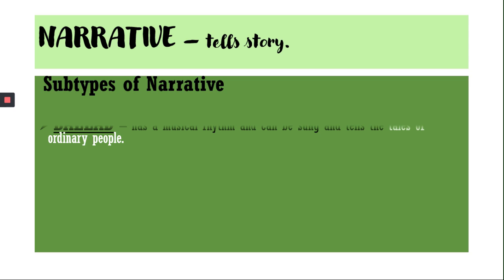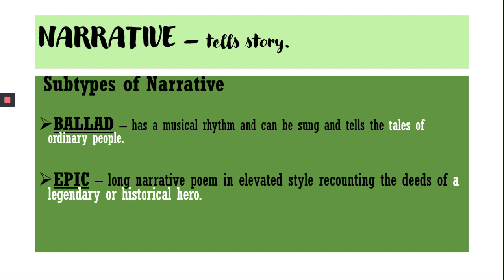Narrative is a type of poetry that tells a story. If the poem is narrating or telling a story about the tales of ordinary people and it can be sung, we call that a ballad. If the poem is telling a story about legendary or historical heroes, it is called an epic. These are usually naturally long narrative poems.